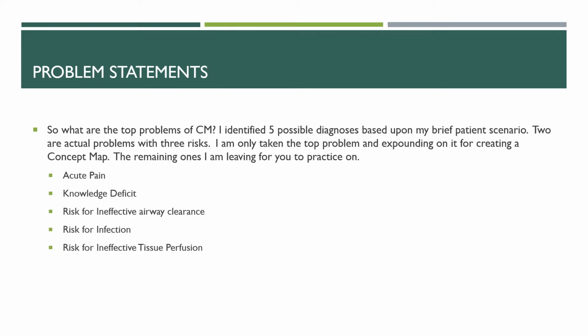So what are our top problems for CM? I identified five possible diagnoses upon my brief patient scenario. 2 are actual problems with 3 risks. There's actually a 4th risk because I forgot that she has depression and anxiety. So we might have some problems with her along the way.